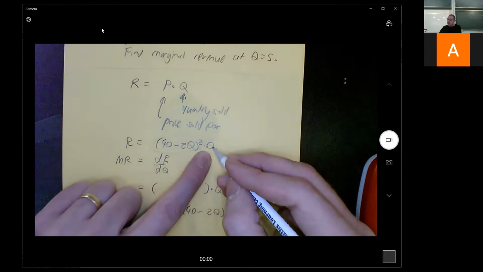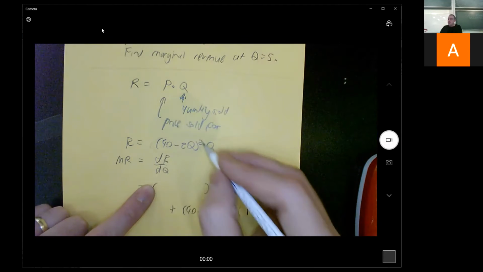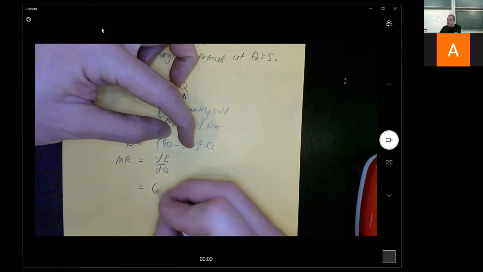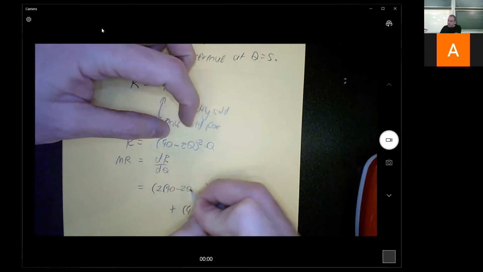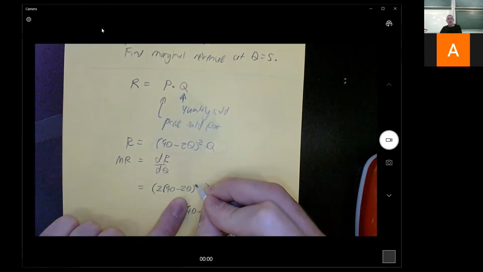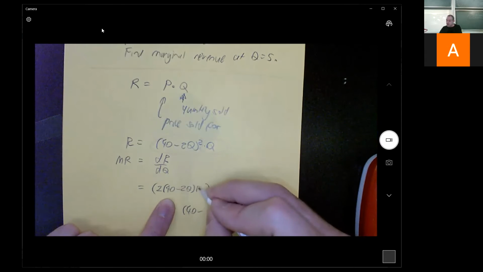Okay, so the derivative of Q would be 1, because that's the coefficient of Q. The derivative of this, well, it's a squared with something inside it, so I would go that's 2 of (40 minus 2Q) to the power of 1. But because of the chain rule, I'll have to also multiply by the derivative of this, which is minus 2.